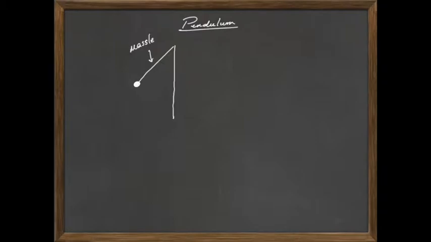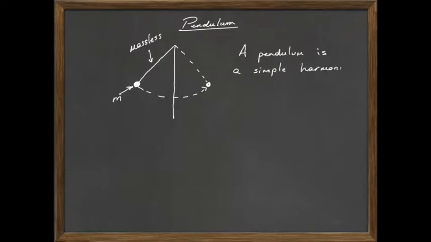The first is that the string we attach it to is massless, and that the only mass concentrated in the system is in whatever bob we put at the end of that rope. This thing's going to swing back and forth, and the argument here is that a pendulum is a simple harmonic oscillator. As it turns out, it's only true if the amplitude of the swing is small.